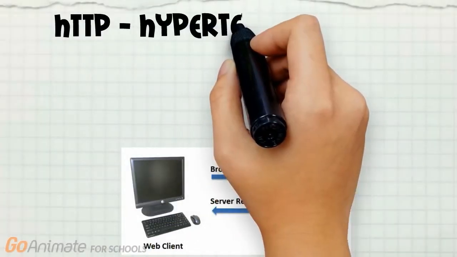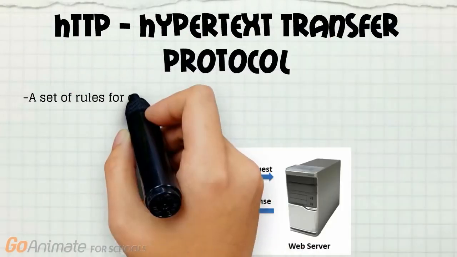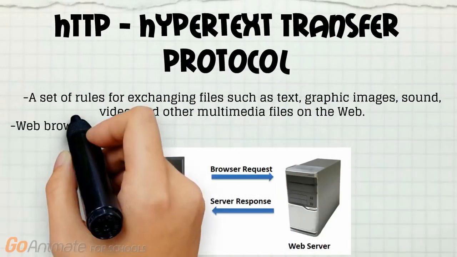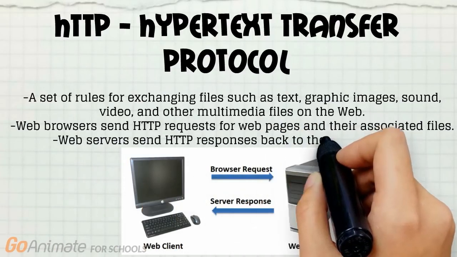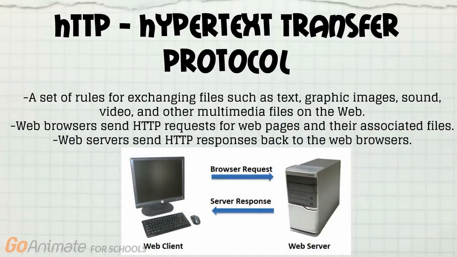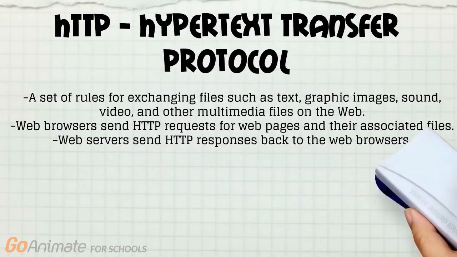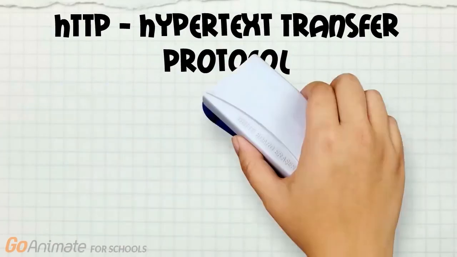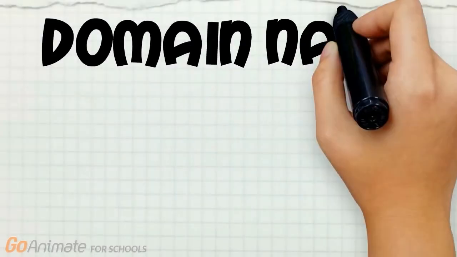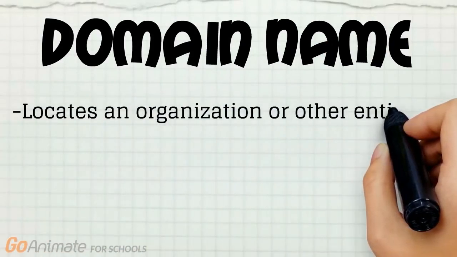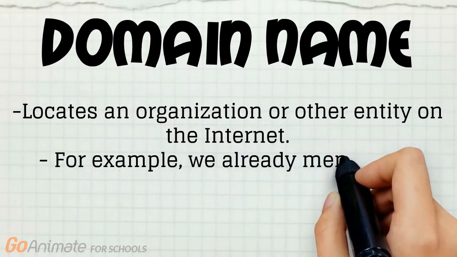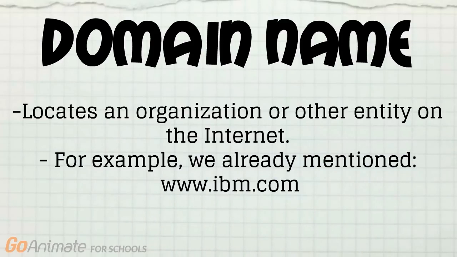HTTP is a set of rules for exchanging files such as text, graphic images, sound, video, and other multimedia files on the web. Web browsers send HTTP requests and the server replies. A domain name locates an organization or other entity on the Internet. For example, we already mentioned www.ibm.com.